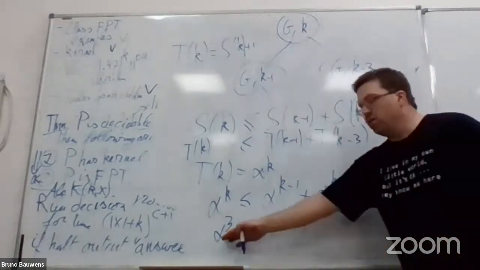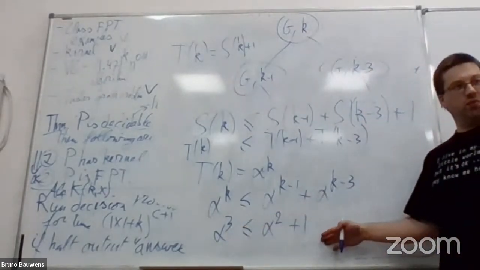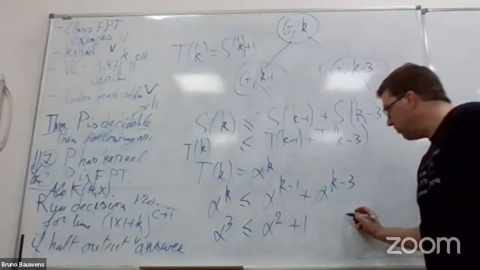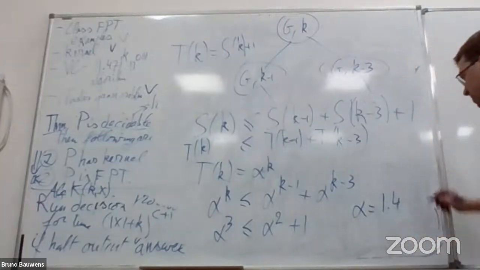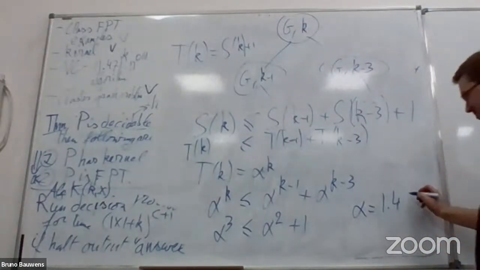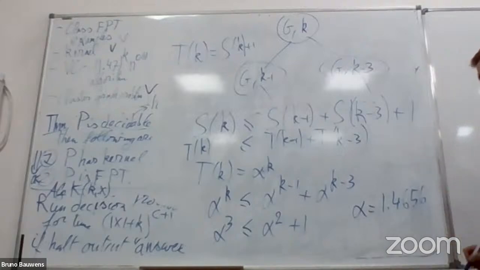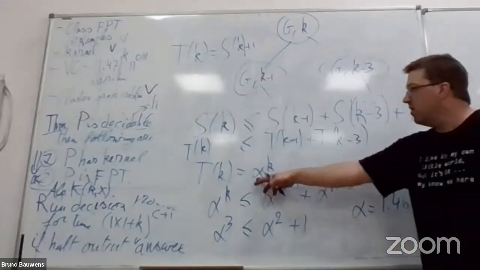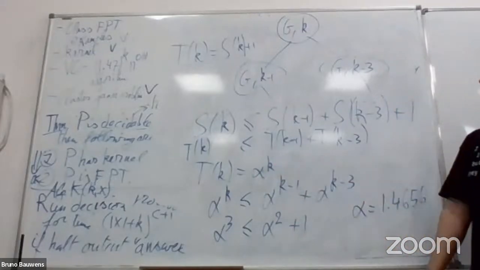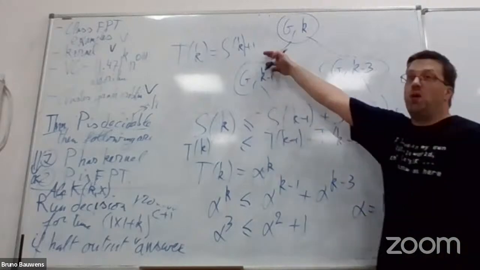And so we can pretend this is an equality to be tight. Then we solve for alpha and we find alpha is 1.656. Good that I wrote the paper, so I remember the number. So we find alpha to be this thing. So we know that t is alpha to the power k, and so we know that s is 1 less.